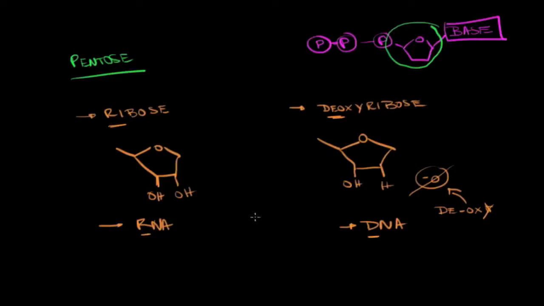Another important thing to discuss about these molecules is that they have 5 carbons, and these carbons are very important to be numbered so you can understand the orientation of these molecules. So I'm going to number them 1 to 5: 1, 2, 3, 4, and the 5th one here.